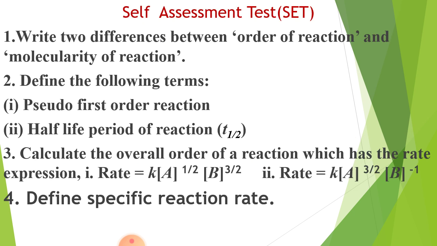Now self assessment test. Write two differences between the order of reaction and molecularity of reaction. Second, define the following terms: pseudo first order reaction and half life period of a reaction. Third, calculate the overall order of reaction which has the given rate expression. A rate expression is given, you only have to add the powers and find the order of reaction. And last question, define specific reaction rate.